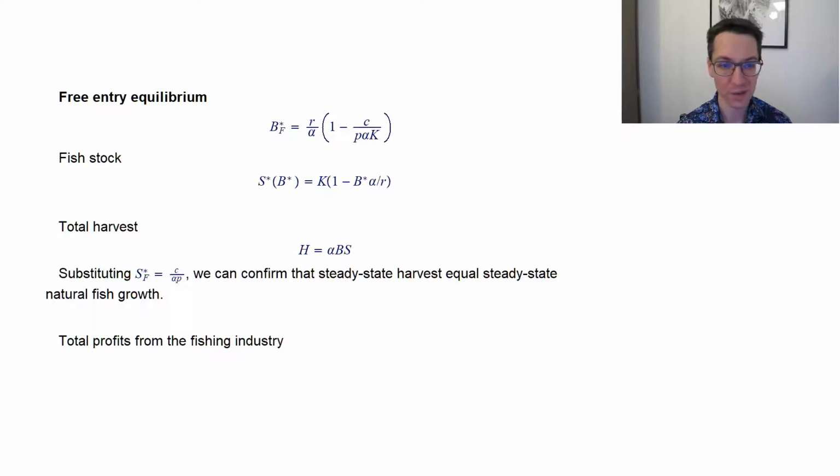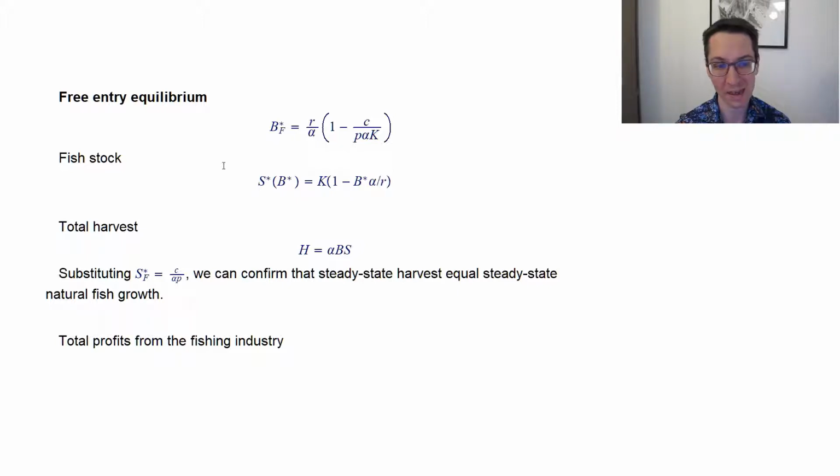Almost done. We just found the equilibrium quantity of bolts, B star F equal to R over alpha times 1 minus C over P alpha K. And we can use this to pin down all the other quantities in the model that interest us. So let's start with the equilibrium fish stock for the free entry equilibrium.